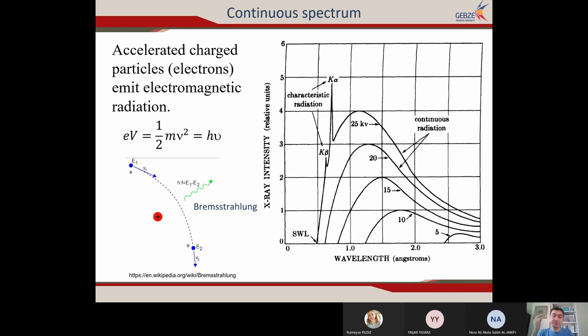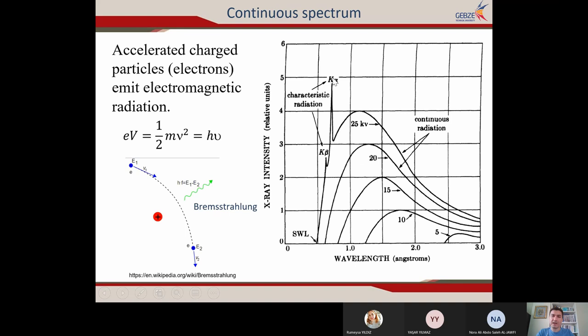If you increase the voltage between the cathode and anode, then you increase the intensity. It means that you increase the number of X-rays. Okay? But in addition to the number of X-rays, when you increase the voltage between cathode and anode, you produce a much broader continuous spectrum. So if you further increase the voltage, in addition to the continuous radiation, in addition to the increase in intensity, you produce characteristic X-rays.